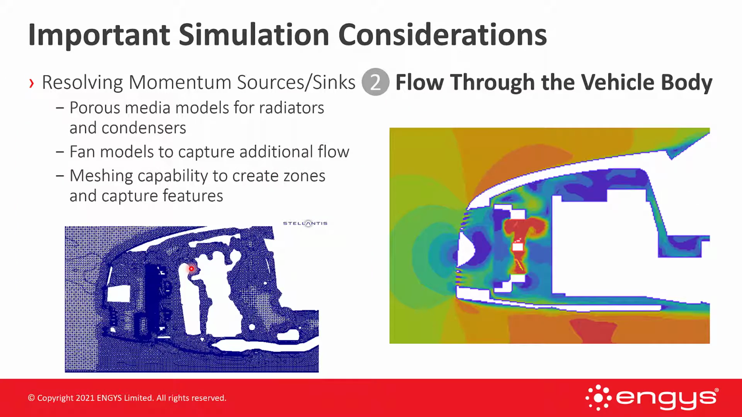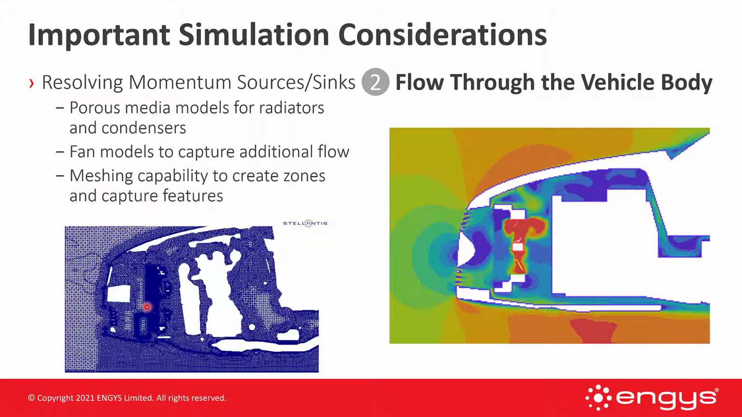Moving to flow through the vehicle body, porous media models for radiators and condensers, fan models to capture additional flow. And a fan model could be an actuator model, it could be an actual fan geometry with an MRF. And then finally, we need the meshing capability to create zones. So this is a condenser and a radiator stacked on top of each other, and then there might be a fan right here. We need the capability to create these zones to apply these source terms to the momentum equation.